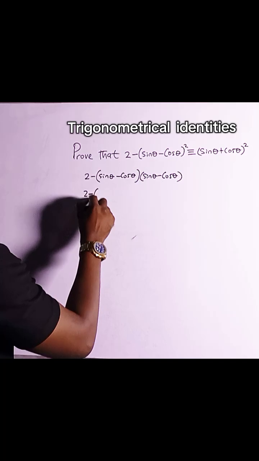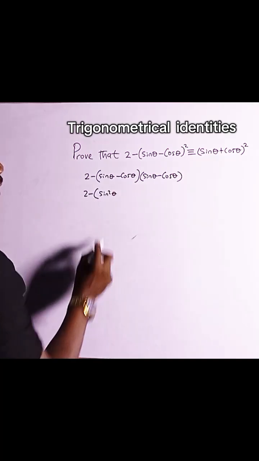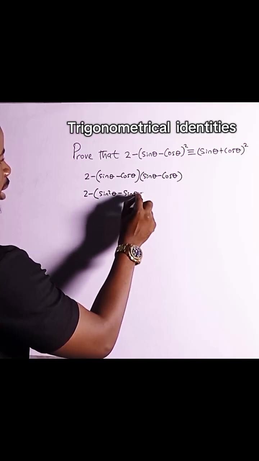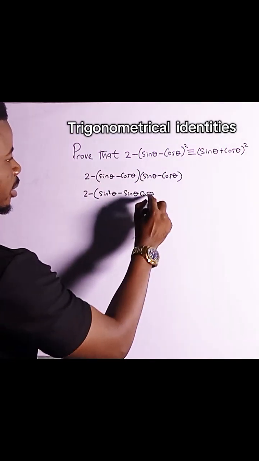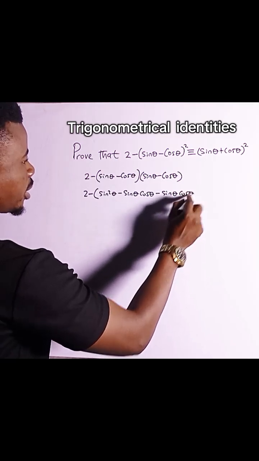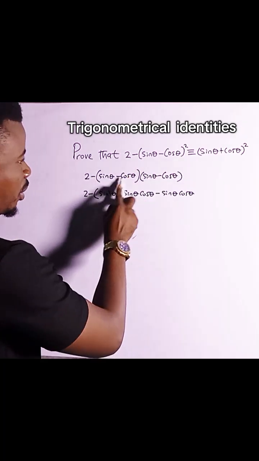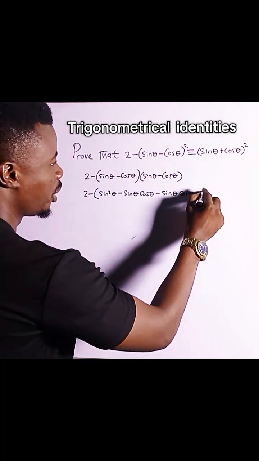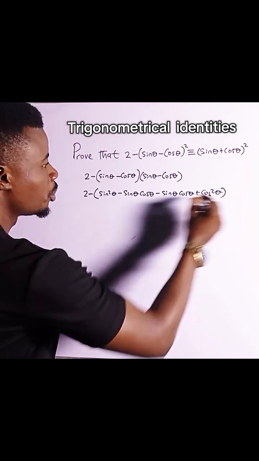So it becomes 2 minus sine theta times sine theta is sine square theta. Sine theta times minus cos theta is minus sine theta cos theta. Minus cos theta times sine theta is what? Minus sine theta cos theta. Then minus cos theta times minus cos theta, minus times minus will give you what? Plus. Then the cos theta multiplied by cos theta will give you what? Cos square theta. You close your bracket.